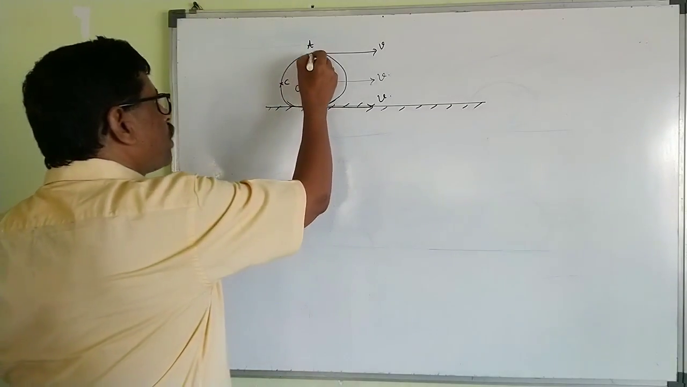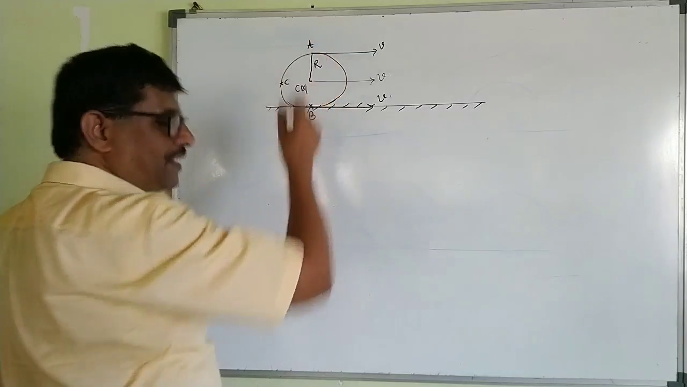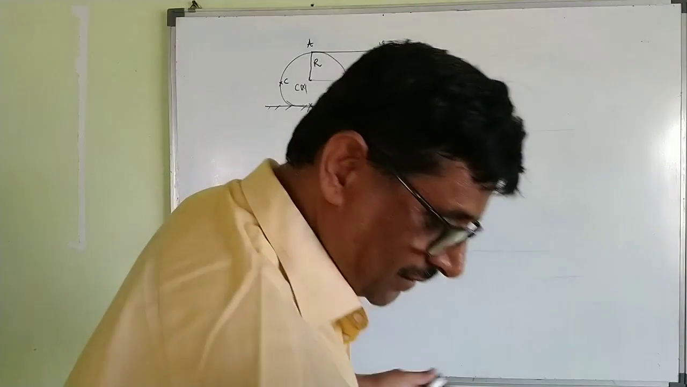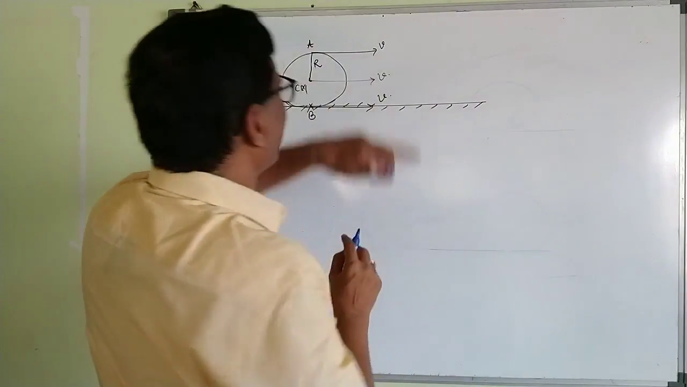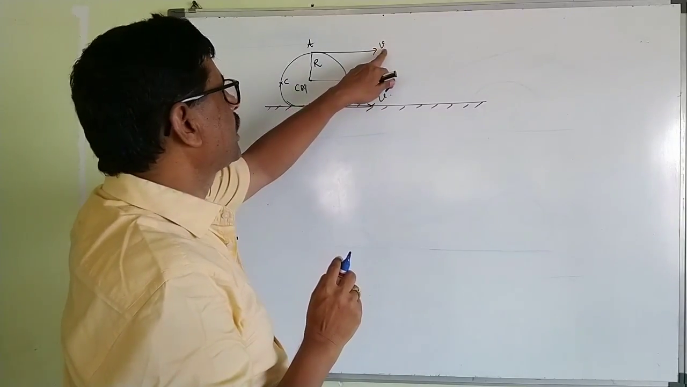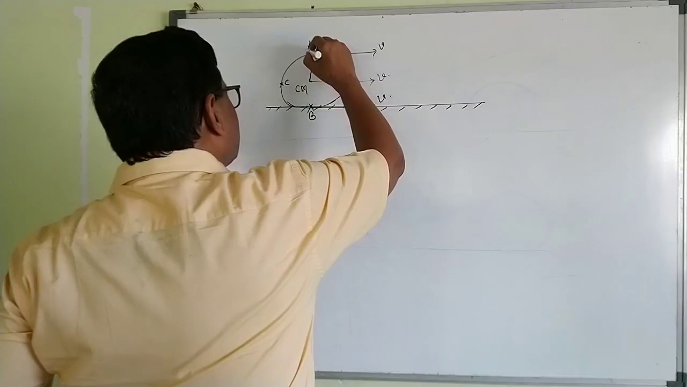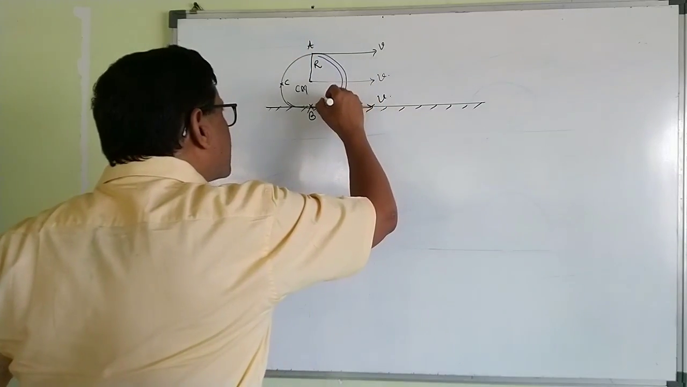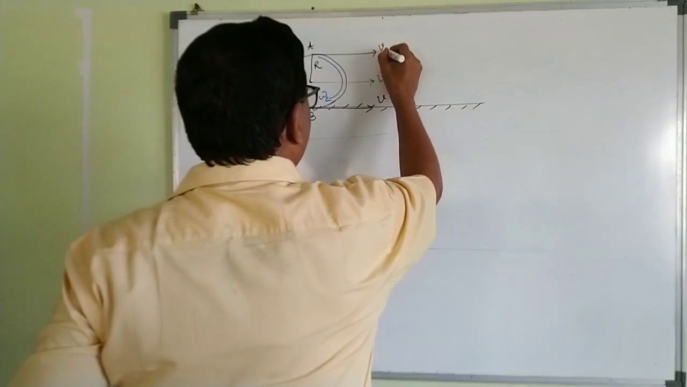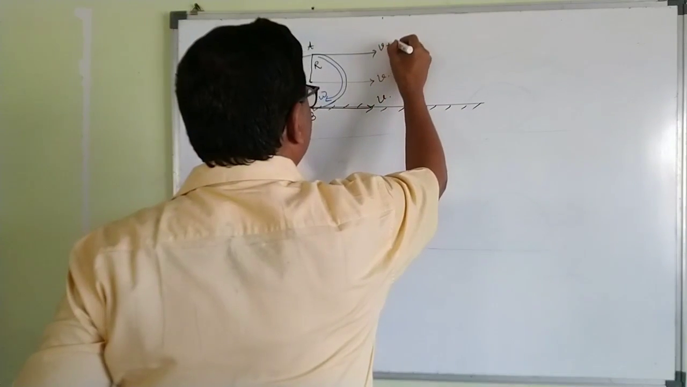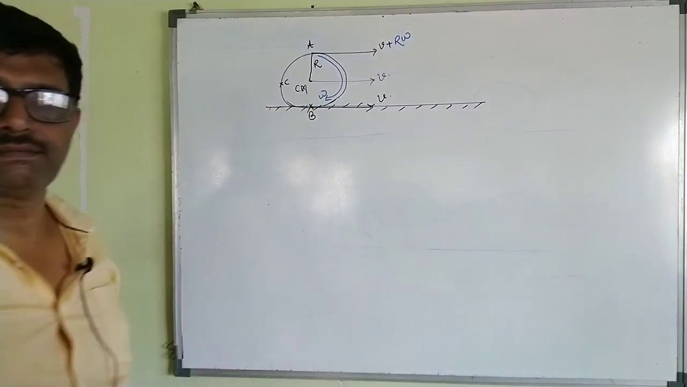The particle at the top, which is at a distance r from the center of mass, has the tangential velocity in addition to this translational velocity. And as A is performing circular motion with constant angular velocity omega, in addition to this translational velocity, it will have tangential velocity r omega.